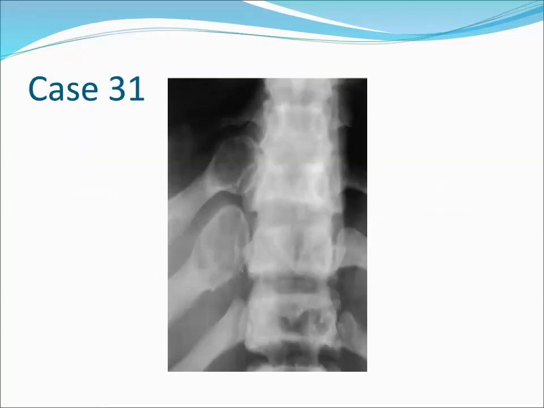Case number 31, fibrous dysplasia. The ribs are often involved with fibrous dysplasia, as in this example. When the posterior ribs are involved, the process is often a lytic expansile lesion, whereas when the anterior ribs are involved, it is commonly a sclerotic process.